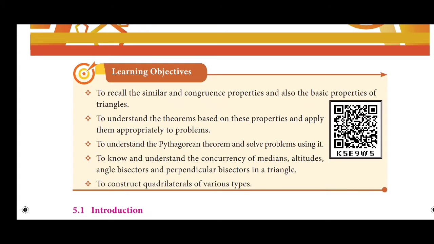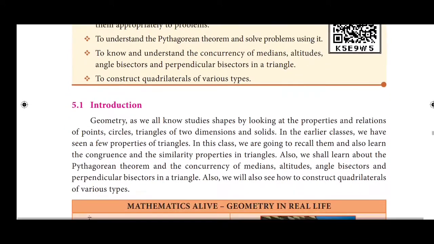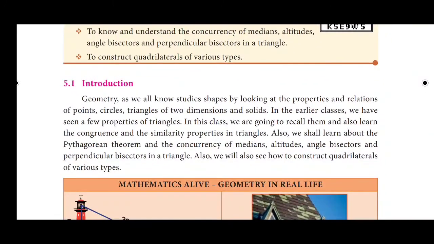triangle, then to construct quadrilaterals of various types. So, these are constructions. Here we are going to recall the properties of a triangle, the Pythagorean theorem, and also the median, altitude, angle bisector, perpendicular bisector, then quadrilateral. Listen carefully. In the last video I told you to read the 5th chapter, the introduction part, so it will be easy for you.